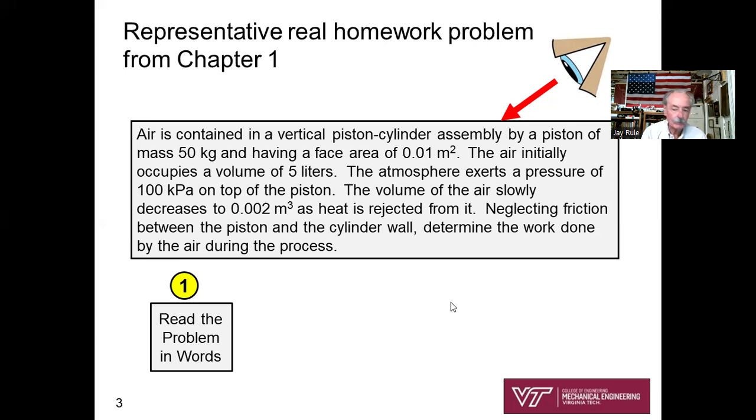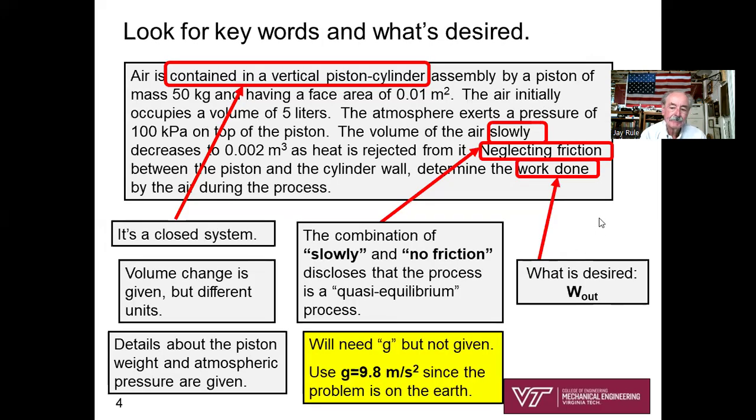So there's the problem statement. We have read it. Once we've read it, we're going to go back and look for what's wanted and what key words or clues the problem gives us. Let's see what we can fish out. What's desired? The work done by the air during the process. And so what should come to our mind is W out. W out in this class, the work done by the system, is what we're trying to find.